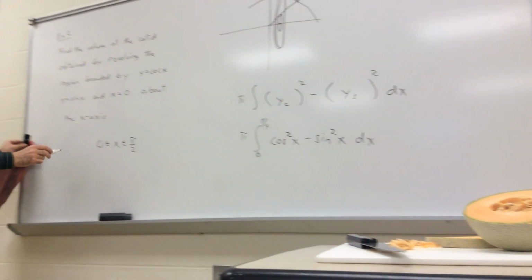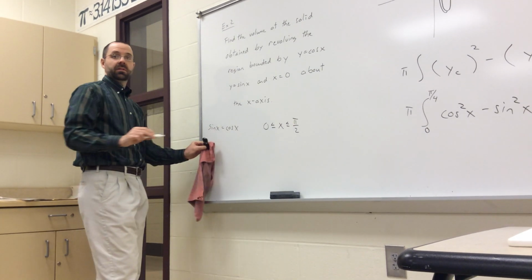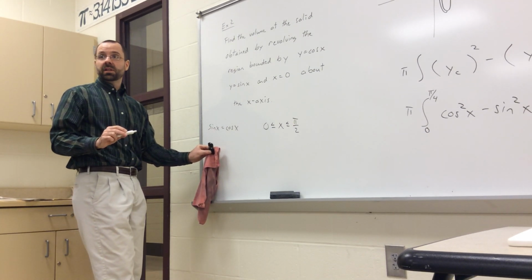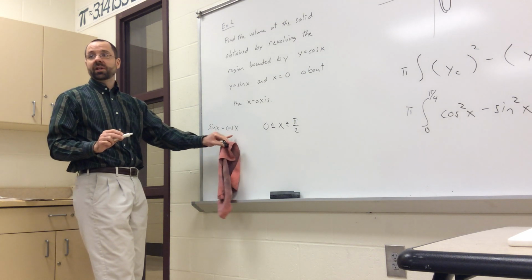Basically, we just solved in our head just then when the sine of x equaled the cosine of x to find out the intersection between them. And that happens at a 45-degree angle, aka pi over 4 radian angle.